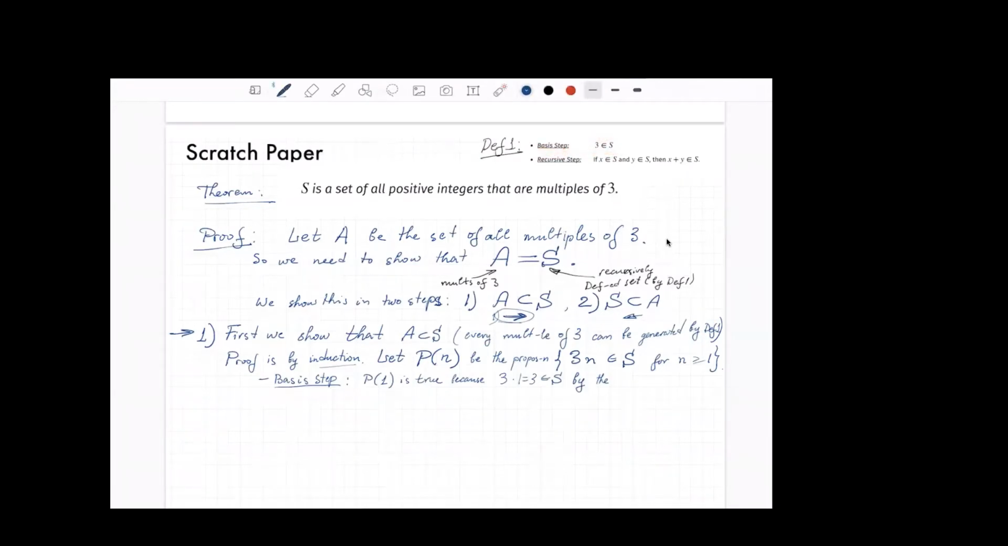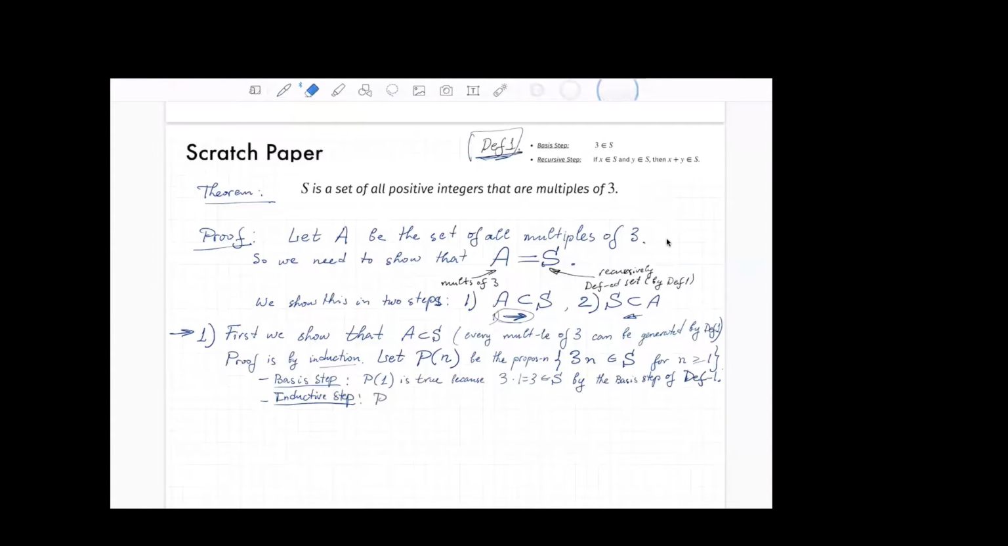So let's write down the reason it's true: because by the basis step of definition, def1 here. We'll call this def1. The basis step simply says that 3 is there. So that's clear. And what's my next step? Inductive step. So what do I want to show? Help me out. Why is Pk+1 true if I assume that Pk is true?